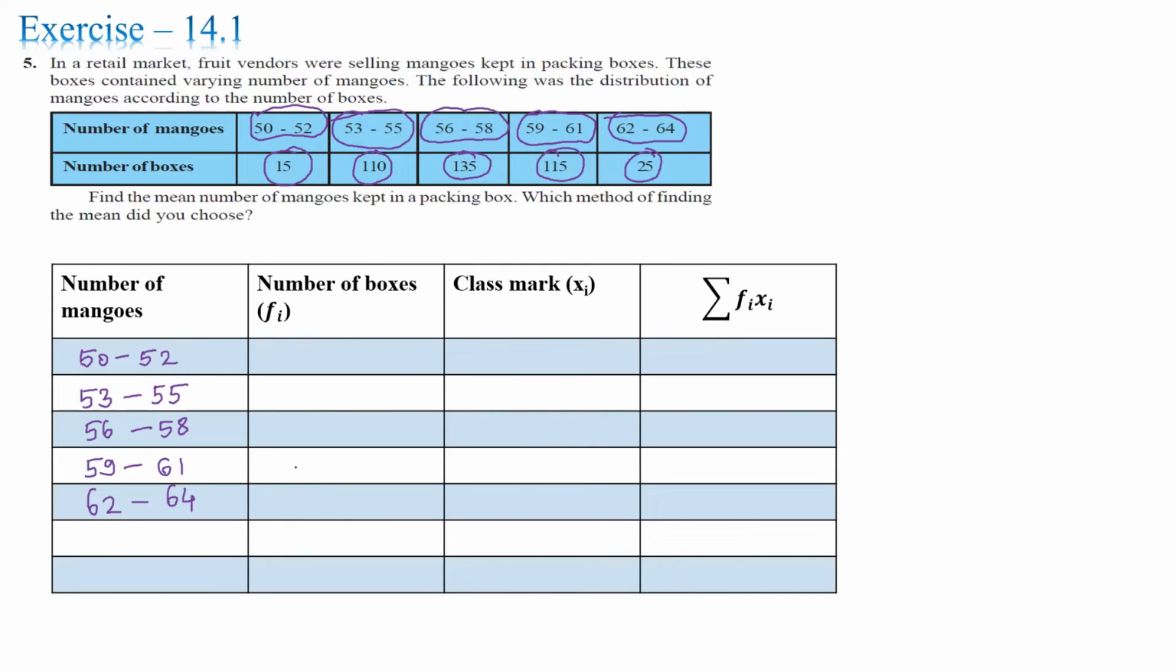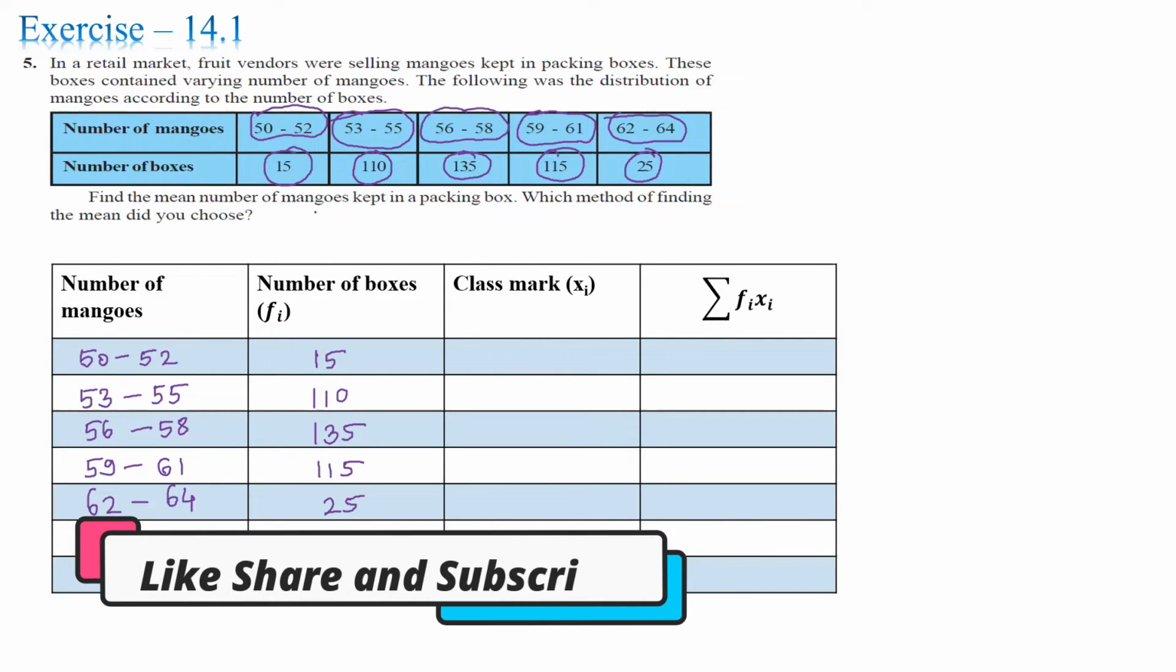Next, we will find the class mark. Okay, we'll require the class mark. Before that, we will write the frequency. So in the first range, there are 15 boxes. In the next range, there are 110 boxes. Next range, there are 135 boxes. Next range, there are 115. And the last range, there are 25 boxes.